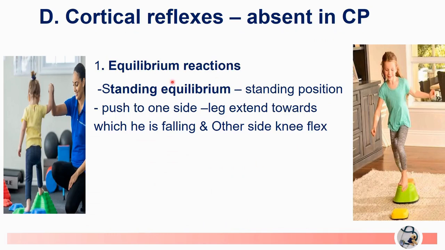Then comes the standing equilibrium. Here you can follow the picture again. The child is brought to the standing position and pushed to one side, and the leg gets extended towards the side to which the child is going to fall, and the other leg is flexed, so that way they control. On the side the child is going to fall, they extend the leg, and the opposite leg they flex. You can see these two pictures of how the child is balancing in a standing position.